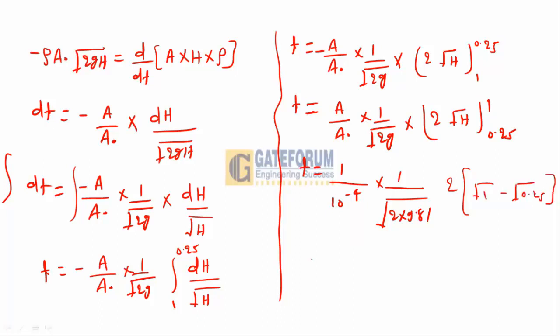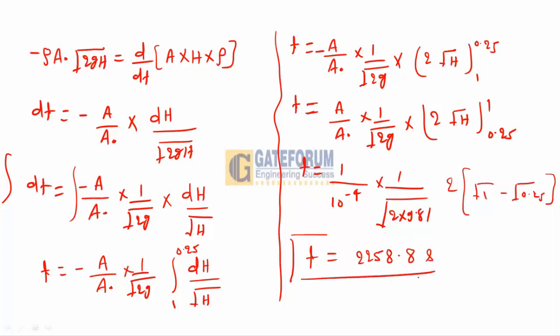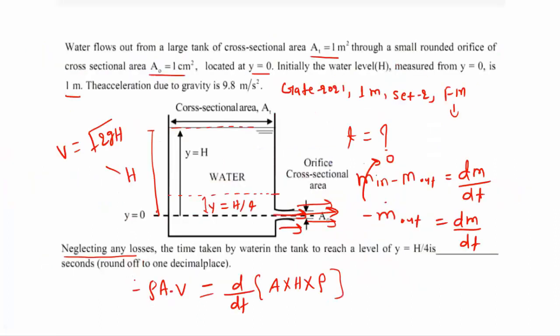Is it clear? If you solve, my dear friends, you will get the value of t, and this value comes out to be 2258.8 seconds. Okay, so the value of time is 2258.8. So you can say this second will be the answer in second.